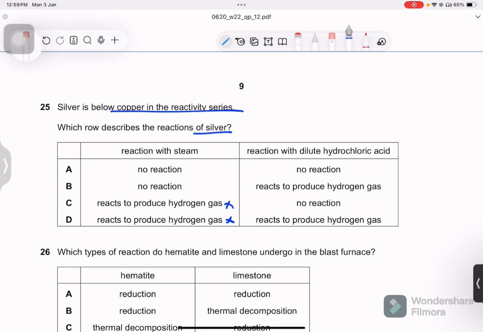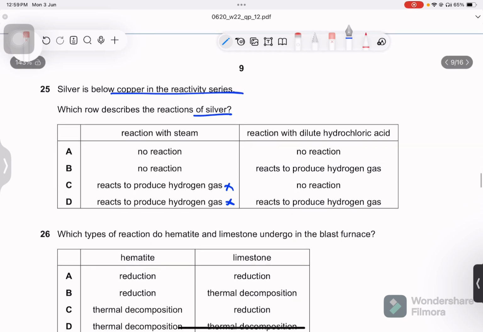And thus it cannot react with dilute HCl either, because it is after copper. This is just for your recall: you just memorize the reactivity series, the reactions, how they separated the metals, and what their reactions are. So option A is correct. It does not react with dilute acids. Even copper does not react. So how can a metal which is below copper react?